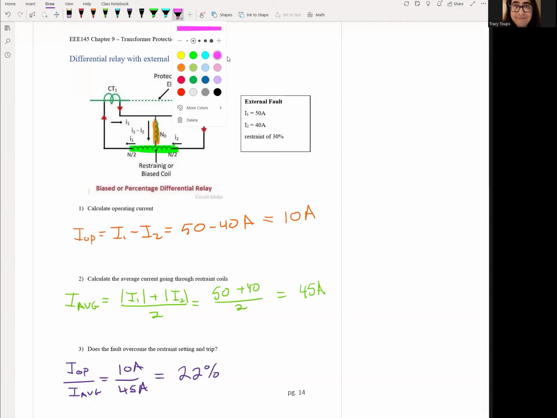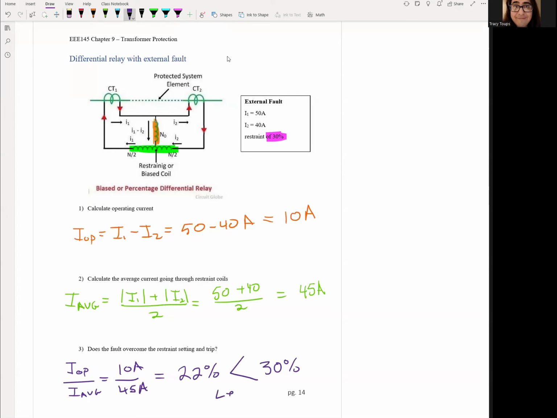Let's compare it to what our setting is. Our setting, as you see right here, is 30%. So we're going to take 30% and compare it to 22%. Are we greater or less than? We are less than, right? So that equals a no trip condition. Remember, that's a criteria. If we're underneath that 30%, no trip, this is an external fault. We don't have to deal with it. If we go over 30%, then we trip out.